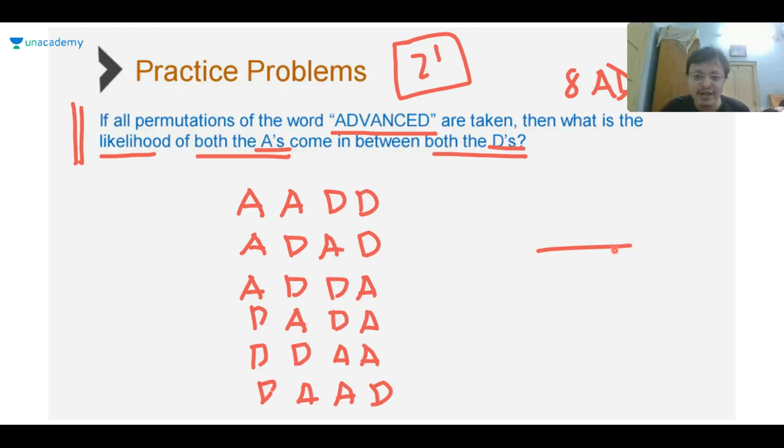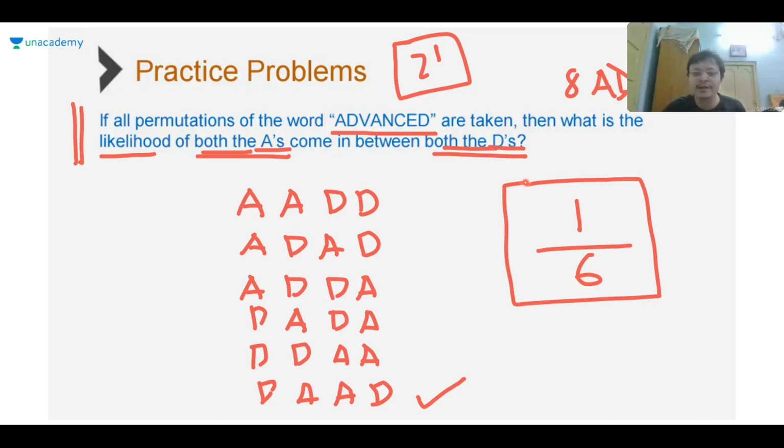So your denominator shall be 6. Your numerator shall be those cases where both the A's come in between both the D's. In which case are both the A's coming in between both the D's? That is only in the last case, DAAD, which means your favorable case is 1. So your answer is 1 by 6.